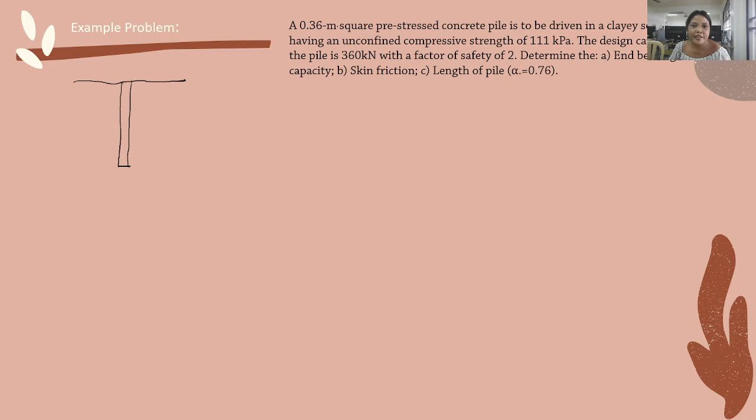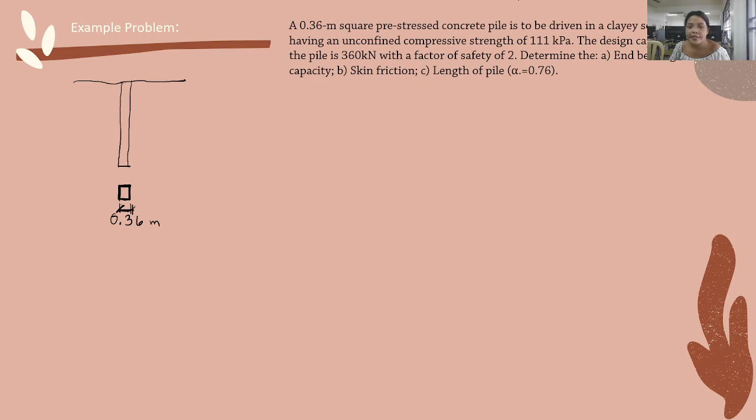It was also mentioned that it is 0.36 meter square. That means the 0.36 meter square is the cross-sectional area of your pile. Since it was mentioned that it is square, its shape is a square, with 0.36 meter as its dimension. So, that is just the length of one side, the 0.36 m.